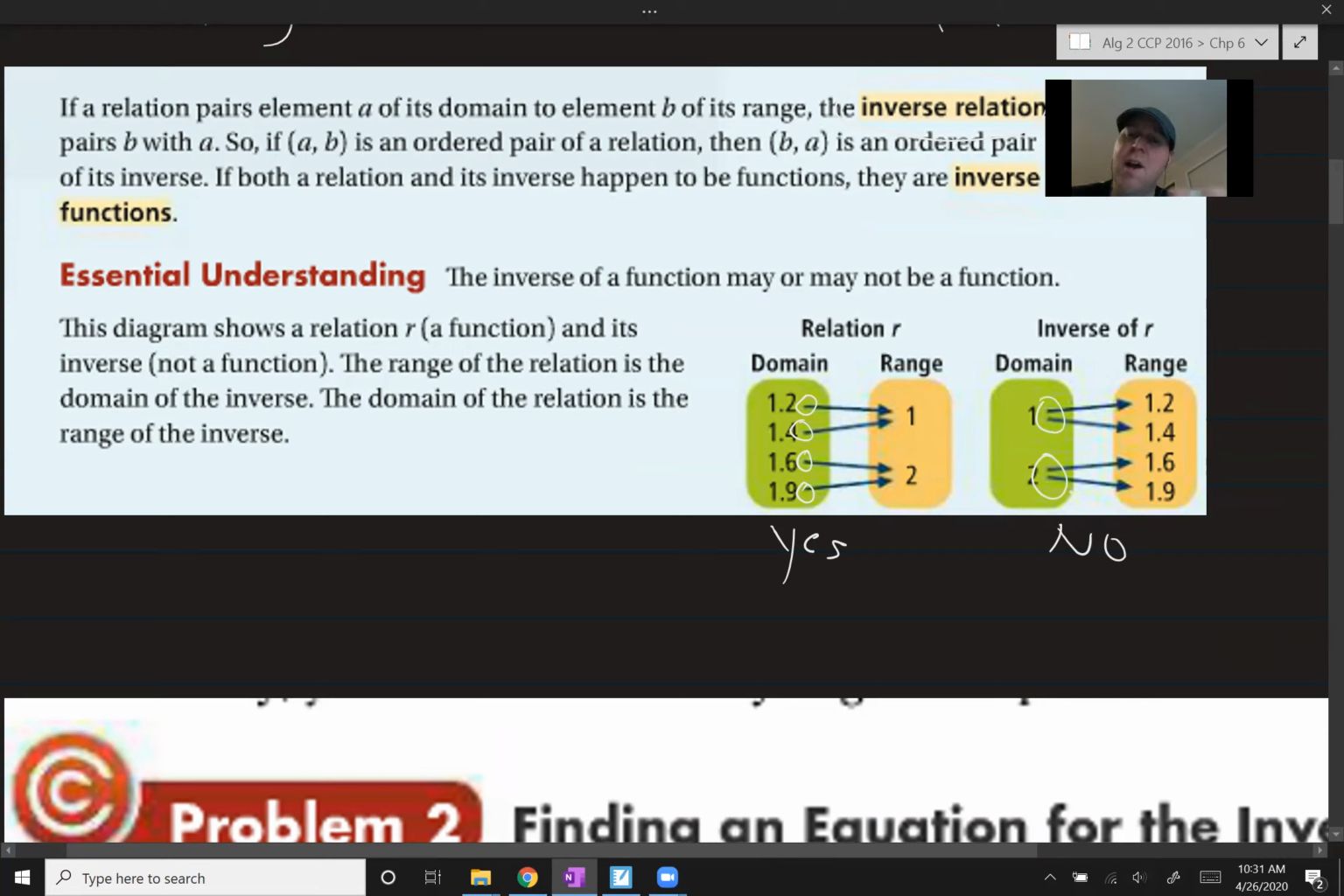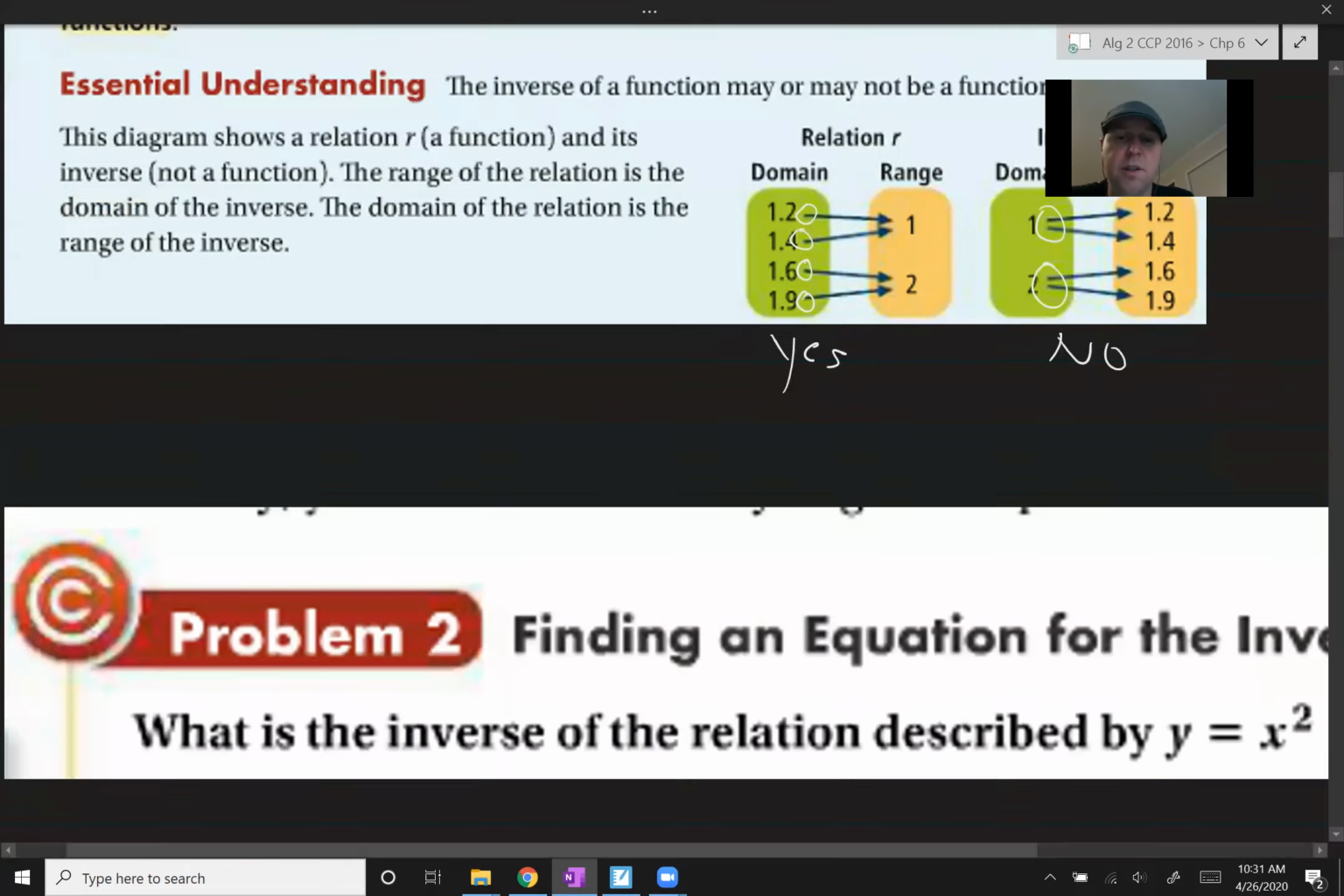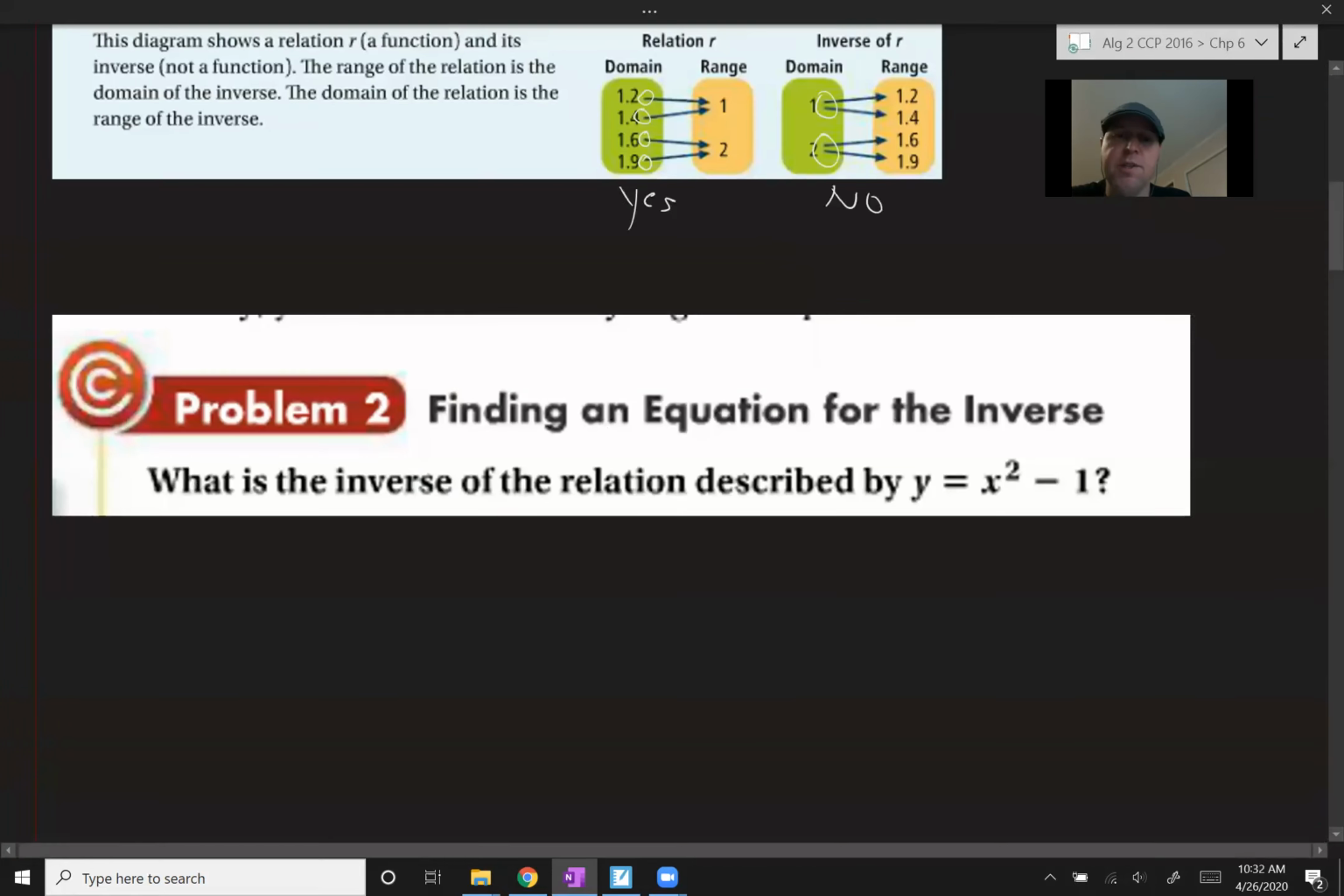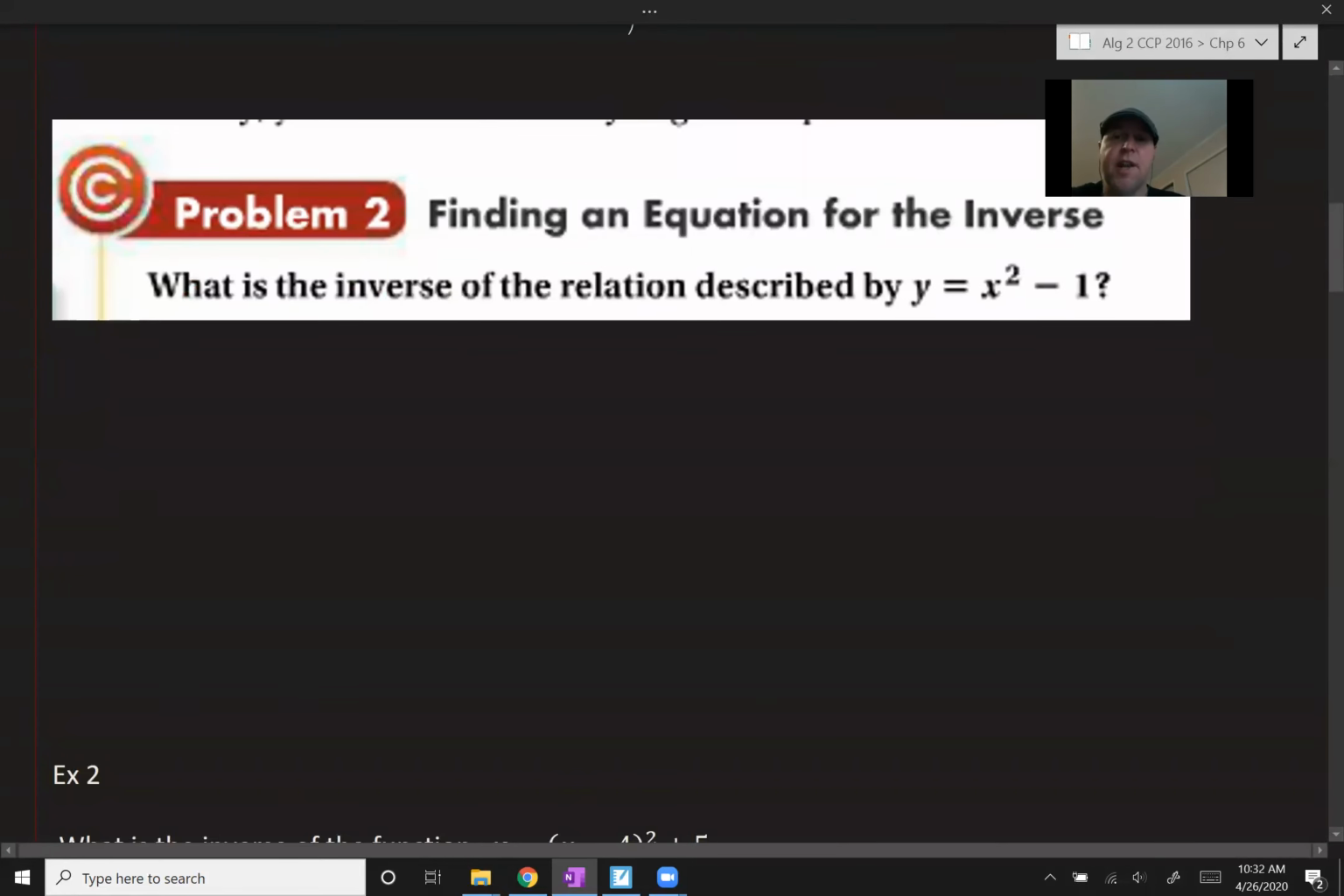So a lot of review mixed in here. So if you're not up on that, just brush up on your function definition just a little bit so we can answer some questions later on. All right, so what's this function actually about? What are we supposed to do to find the inverse?